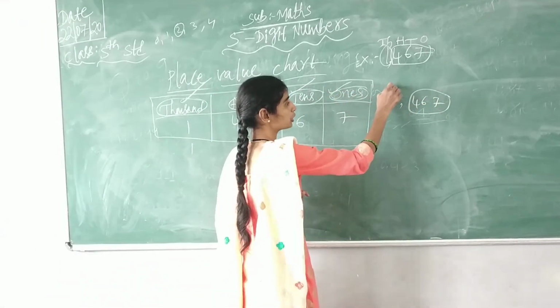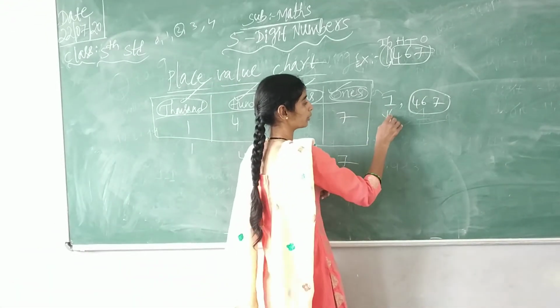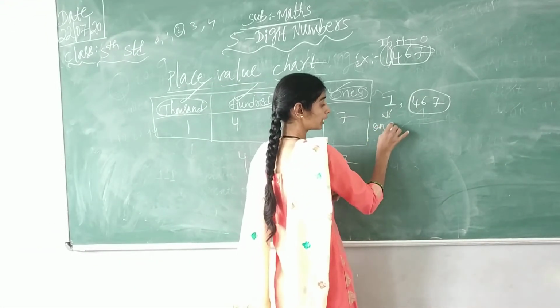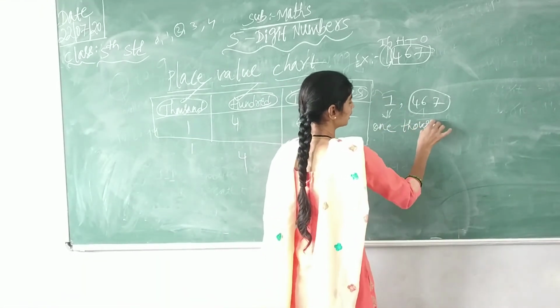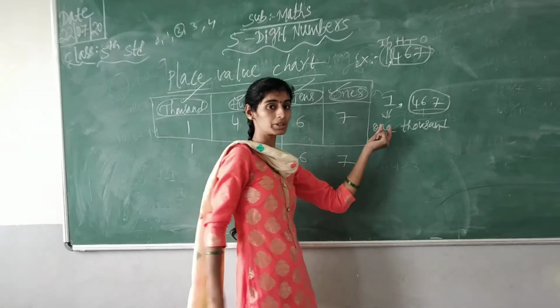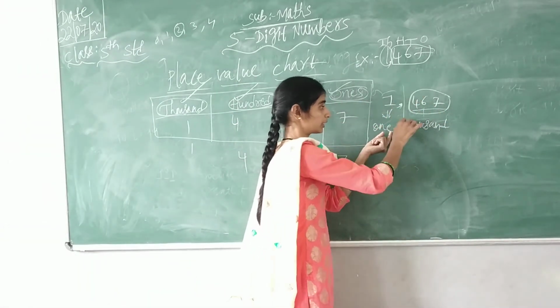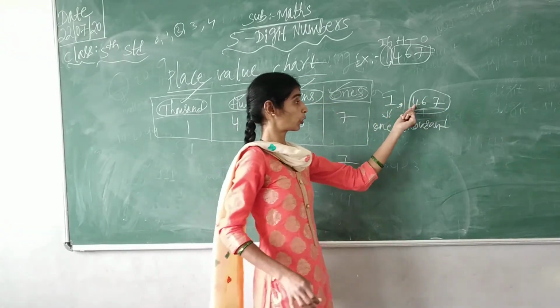So 1 is in which place, children? Thousands. So how to read this number now? Only 1, in the thousands place. So you have to write it as 1000. So I have placed a comma. It has become easy to read. Comma means it will divide the number. Yes or no? So you can read it as 1,467.